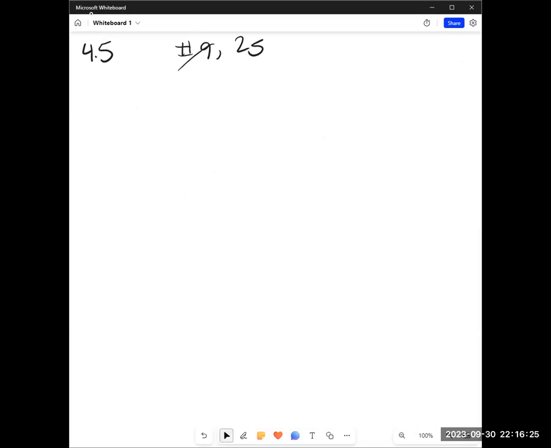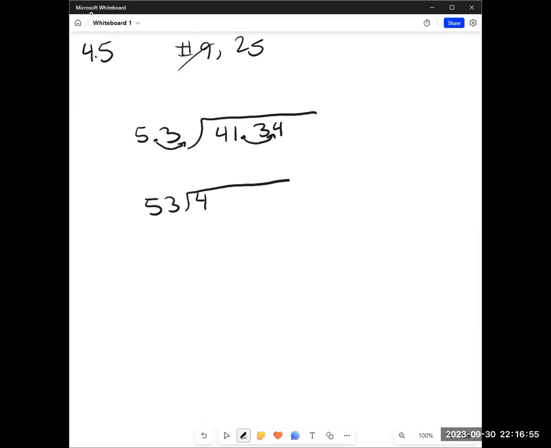Let's go ahead now and look at our last problem in this section. We're going to divide, and on the outside is 5 3/10, and on the inside is 41 34/100. Remember, we're only going to slide one time to the right on the outside, so we're only going to slide one time to the right on the inside. That's going to give us 53 as our divisor. 413 4/10 is our dividend.